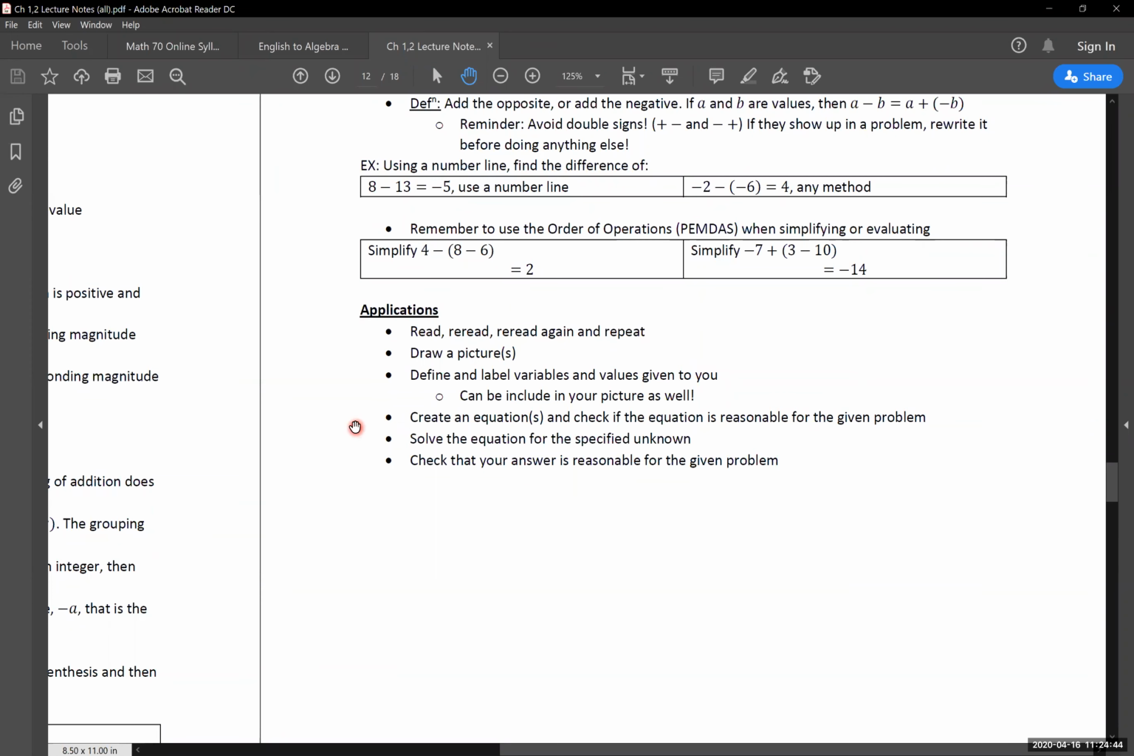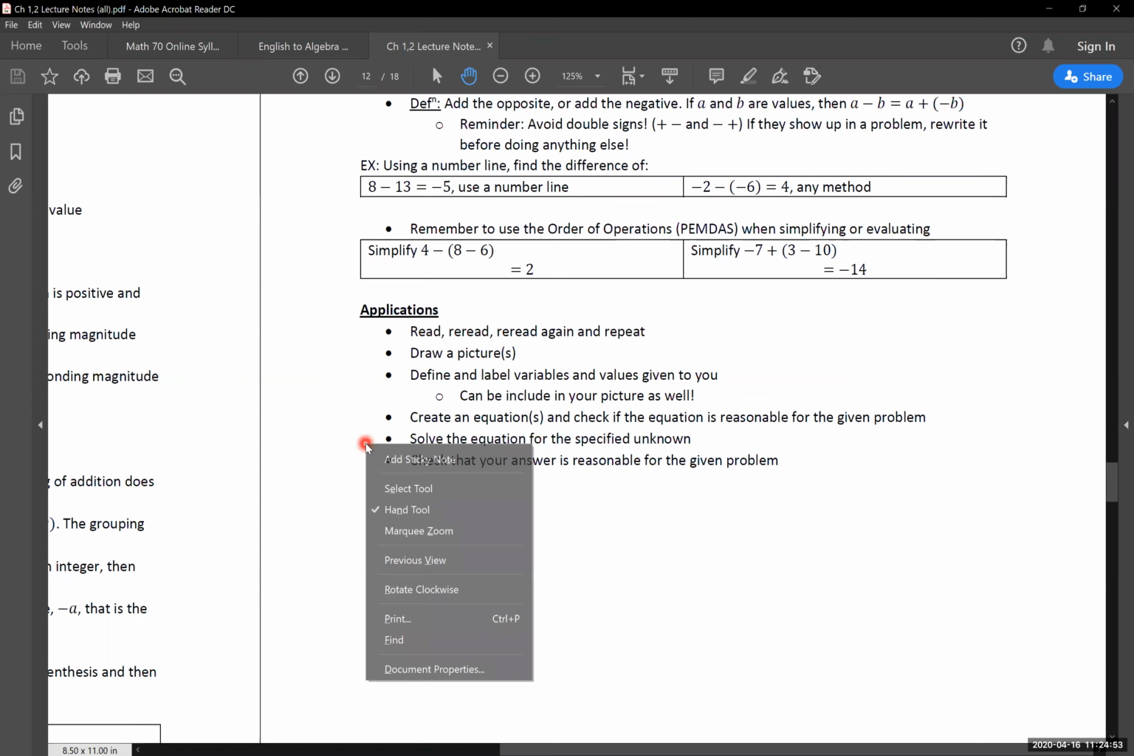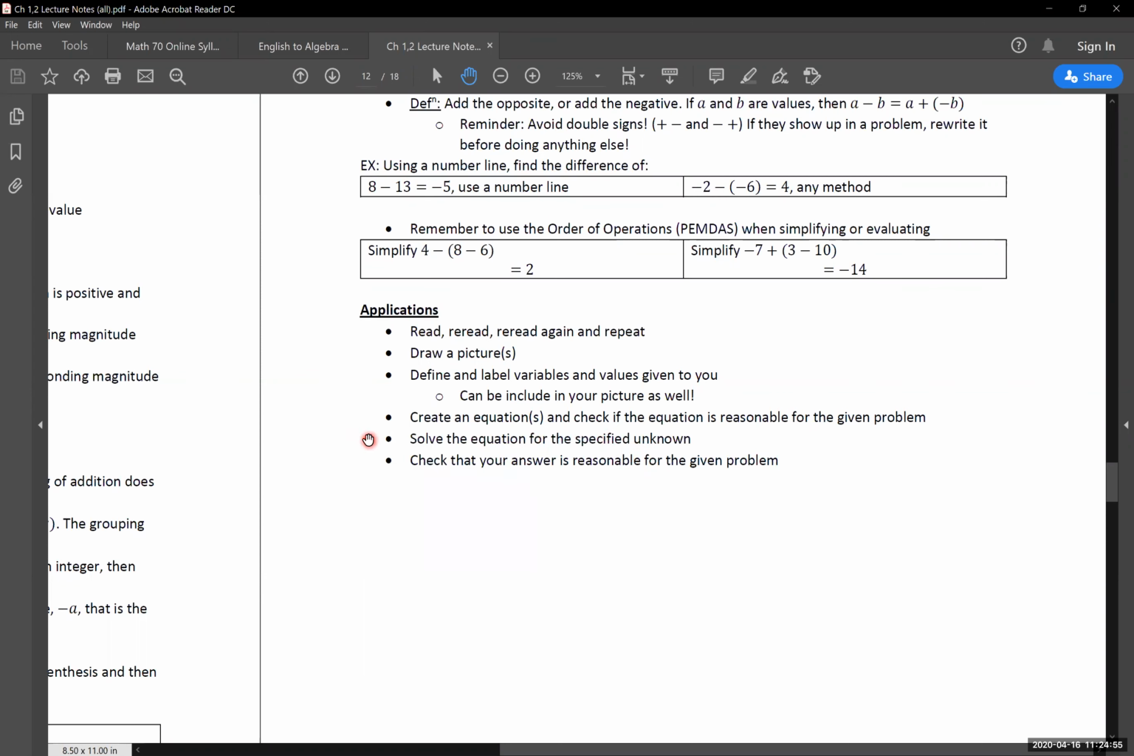Once you have an equation set up that you do like, then you can solve it for whatever you are specifically looking for. Maybe you're solving for a variable. Maybe you're just evaluating something. Maybe you're just simplifying an expression, whatever it may be. Then you can solve for whatever's left over. After you've done that, check that your answer is reasonable with a given problem.